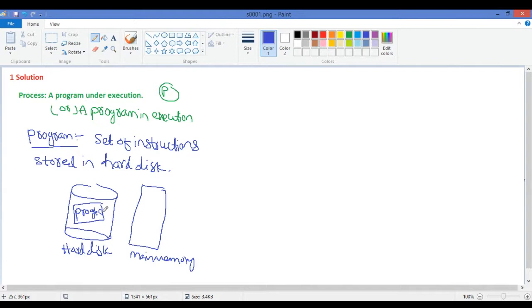Now, if this program is loaded into the memory, then this program will become a process. A program, when it is loaded into the main memory, will become a process. Generally, you see in your computer, you have a lot of programs.